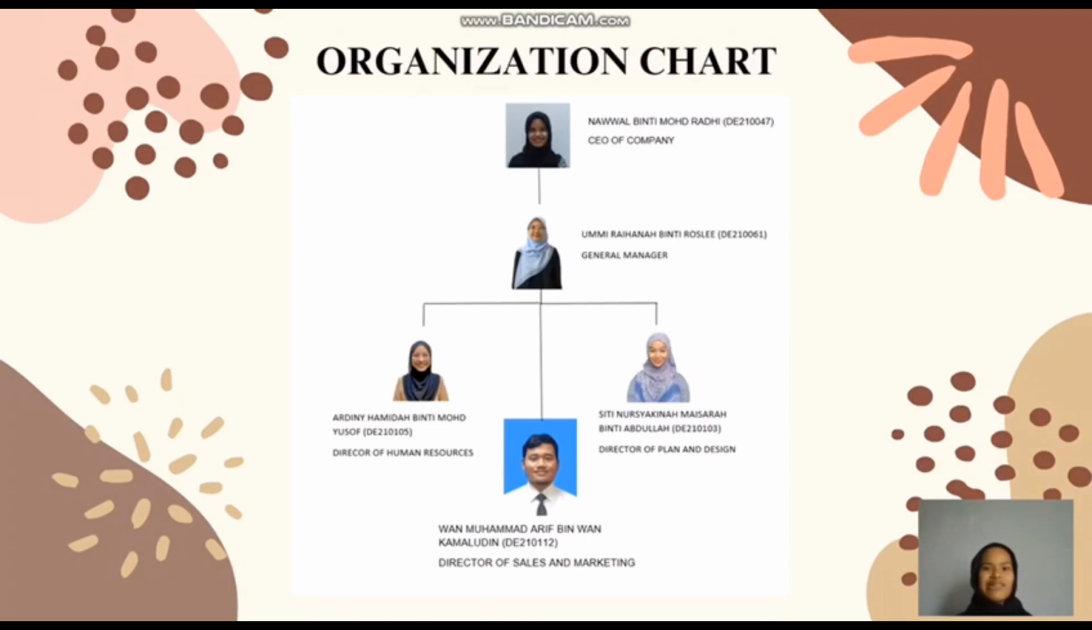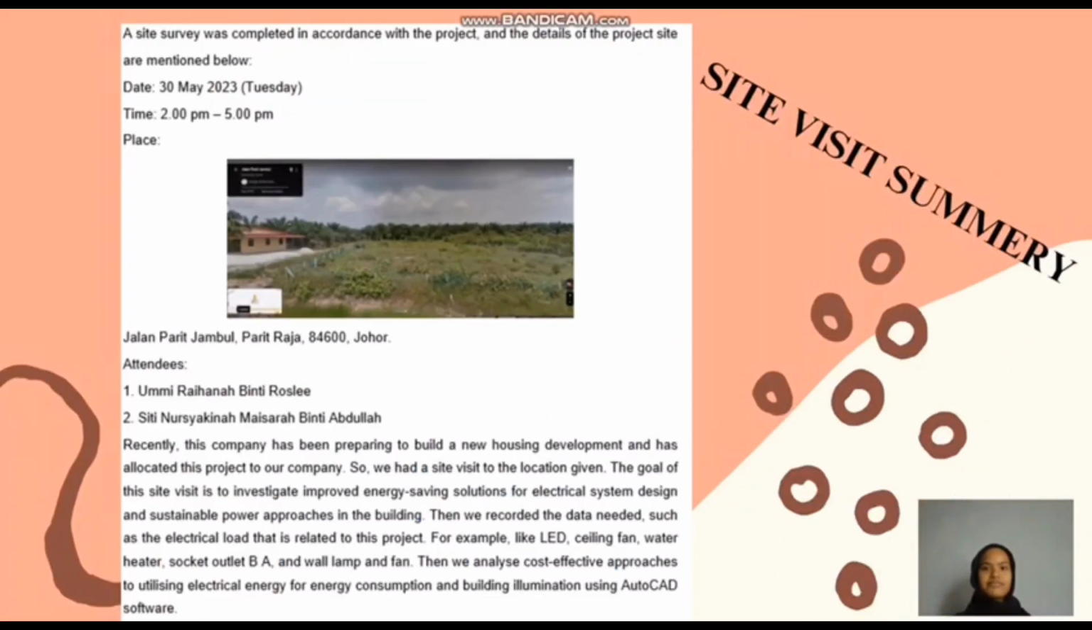So this is our organization chart, in which I myself am the CEO of the company. UMMI RAIHANAH is the general manager. ARDINY HAMIDAH is the director of human resources. And SITI NURSYAKINAH Maisarah is the director of plan and design. And lastly, Muhammad ARIF is our director of sales and marketing.